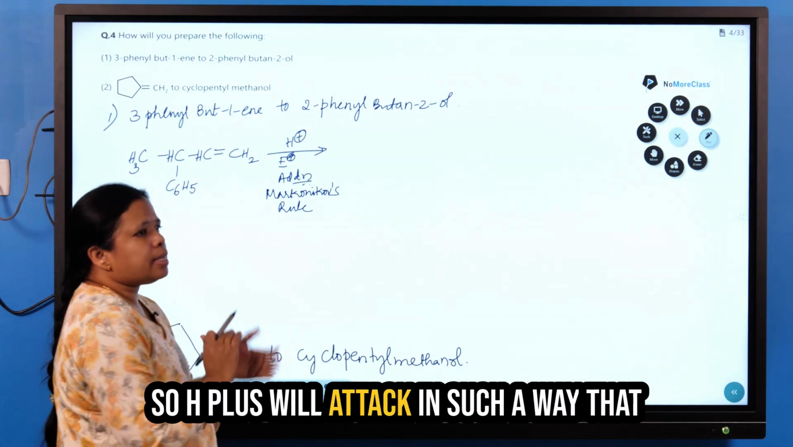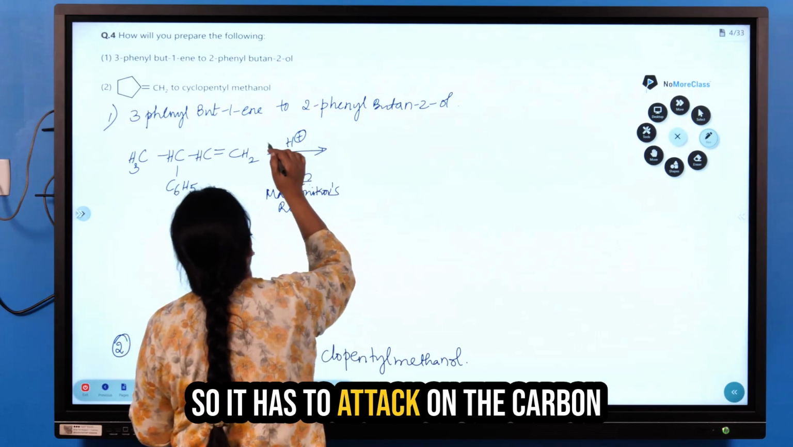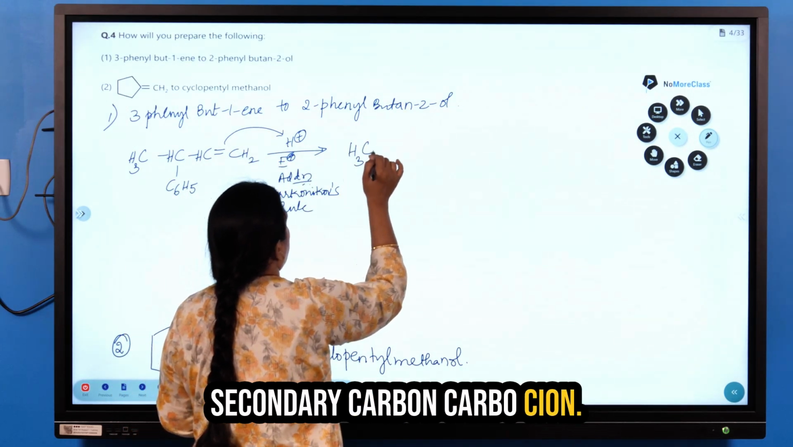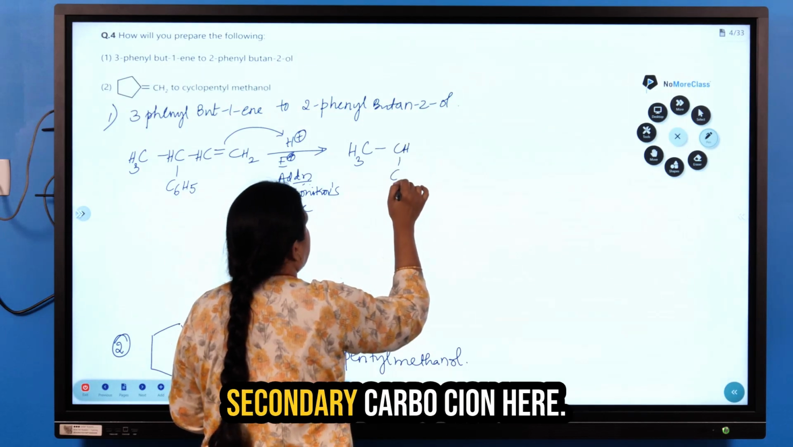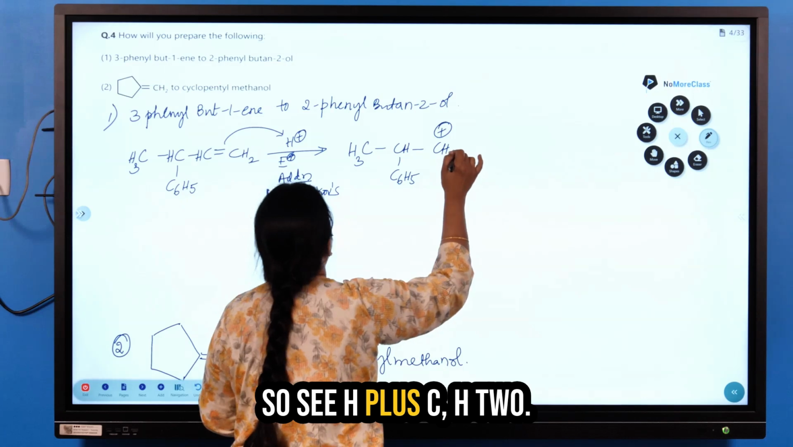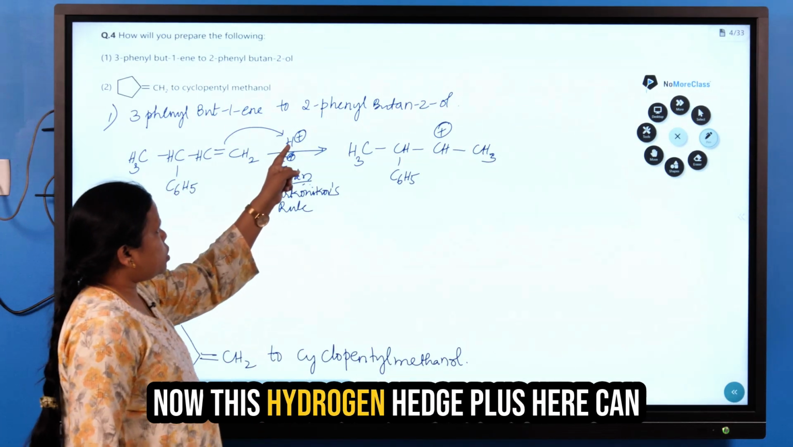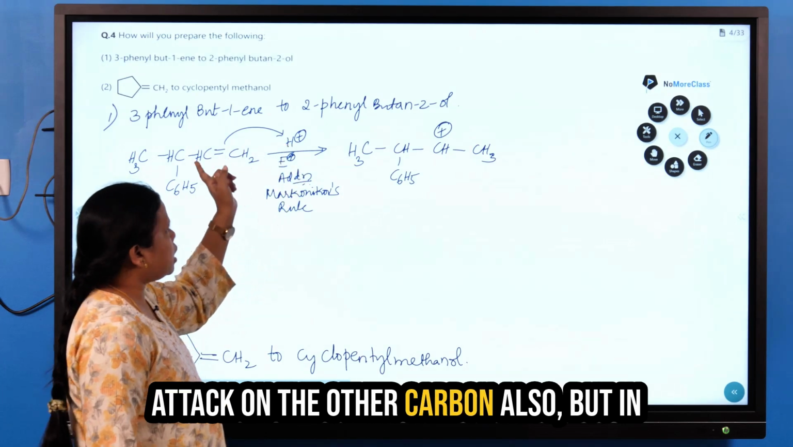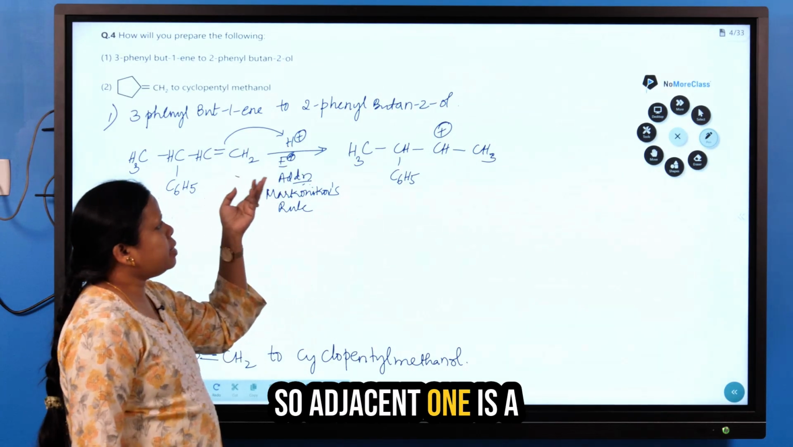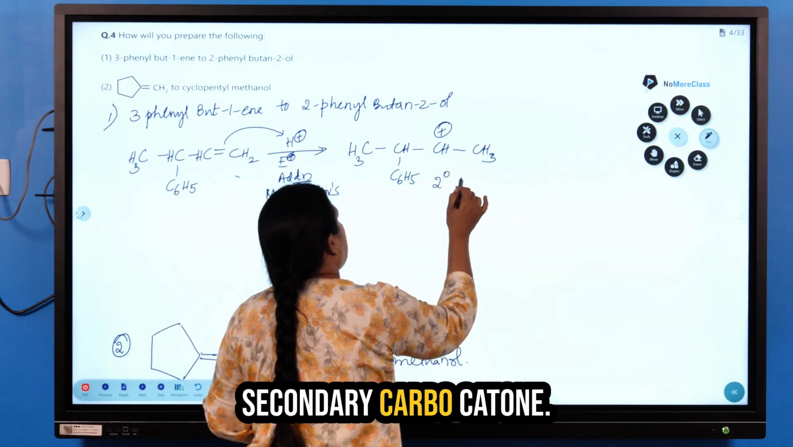So H plus will attack in such a way that it will give the most stable carbocation. So it has to attack on the first carbon to generate the secondary carbocation. So I will write the secondary carbocation here: CH plus, CH2, now CH2 converts to CH3. Now this H plus can attack on the other carbon also, but in that case it results in a primary carbocation. So the secondary carbocation is preferred. Now this was what? Secondary carbocation.